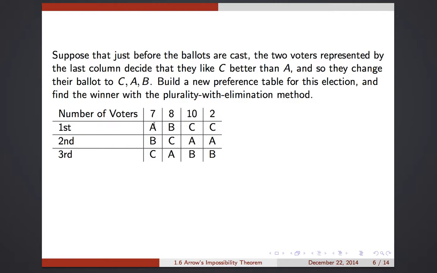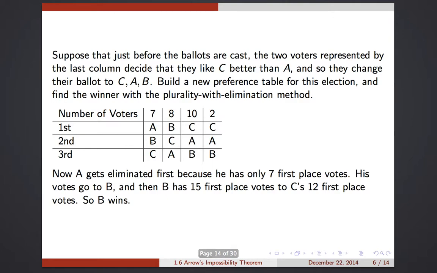A gets kicked out because he has the fewest first place votes. When A gets kicked out, his votes are transferred to B. So B now has 15 votes to C's 12. So B wins this new election in which C was moved up.